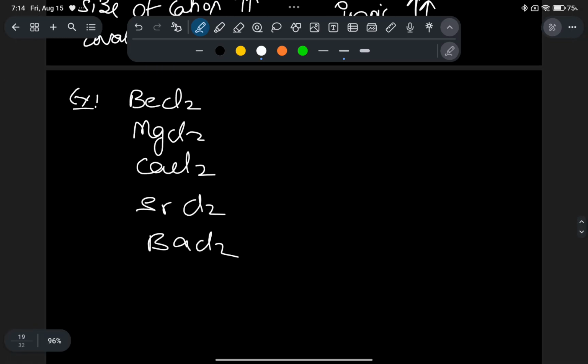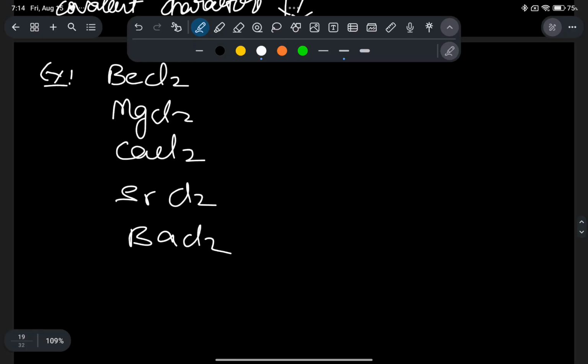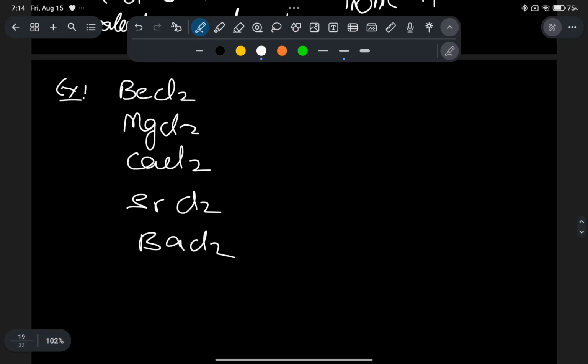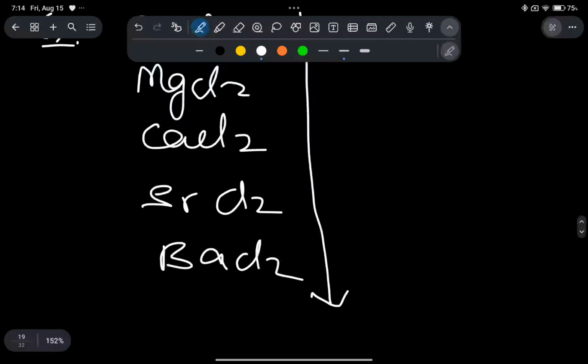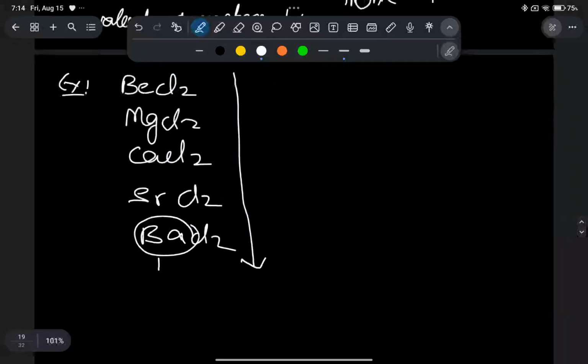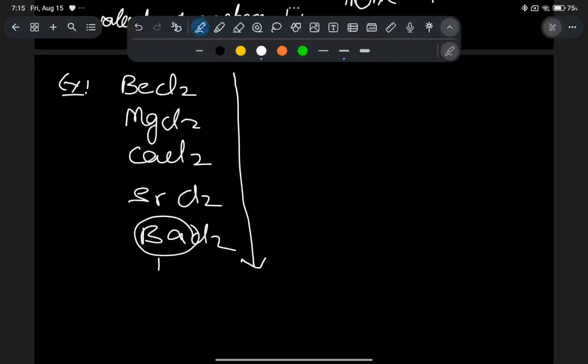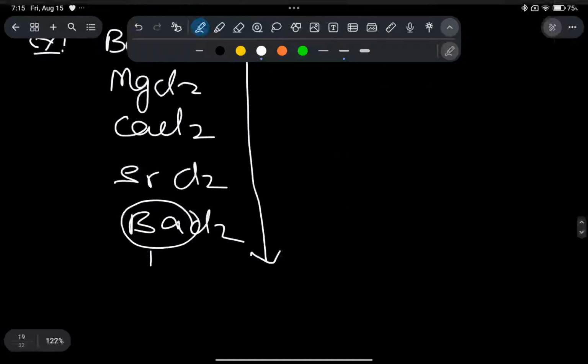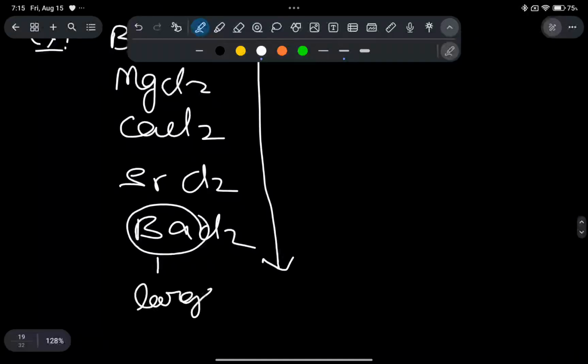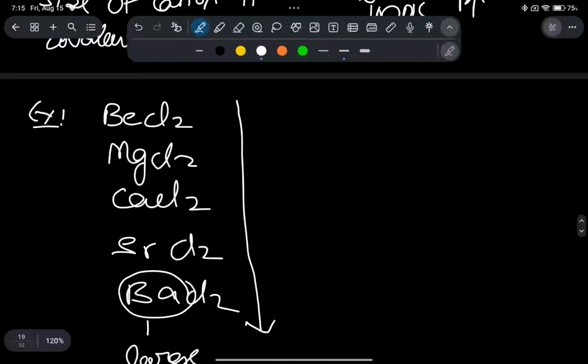If you see here, from top to bottom, we already know that in any periodic table, in a group, size increases. The anion is common for all of these, because it is chlorine, chlorine, chlorine throughout. So we are not considering the anion, only the cation. The cation here, barium, is large, and this one is small.